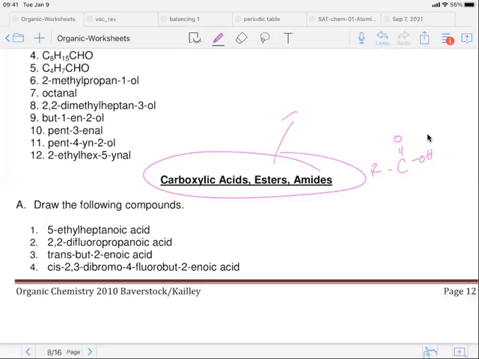Esters are when you replace the hydrogen from the hydroxyl. So you've got C double bond O, single bond O, and then R prime, because the hydrocarbon chain on the right-hand side of the oxygen might be different than the hydrocarbon chain represented by the letter R. And then amides, of course, are when you replace the entire hydroxyl group with an amino.